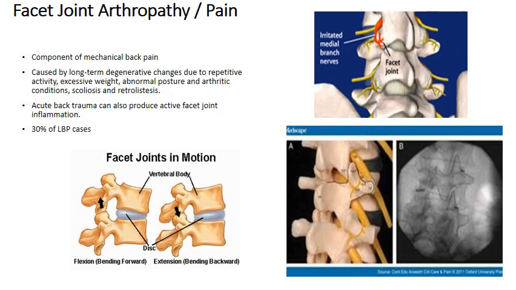Acute back trauma can also produce active facet joint inflammation due to stretching of the capsule and damage to the ligament, the damage to the capsule that forms the facet joint. This is an encapsulated joint with synovial fluid in it.